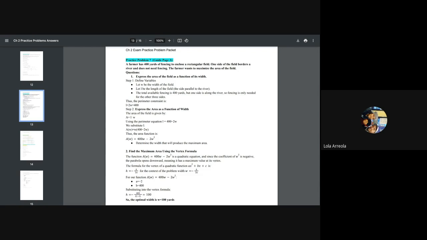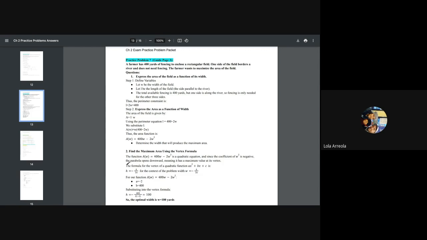Or what I could do is I could still use my knowledge of vertex, h, k, and plug 50 back into the equation. So I'm going to go ahead and do that too, so that way you have two ways to solve for area. If I know my max area is when the width is 50, I could solve for max area by actually plugging in 50 to my area equation.